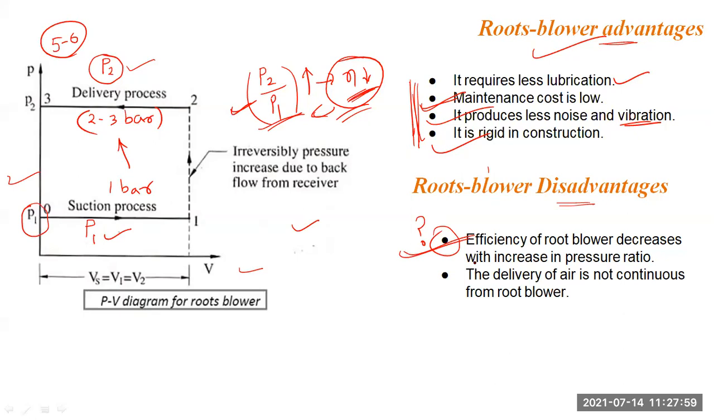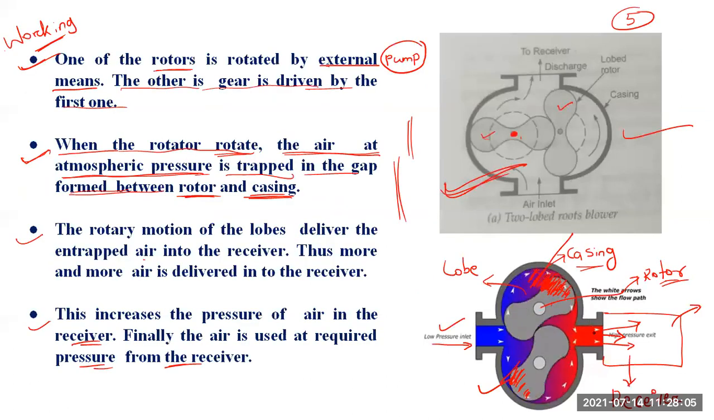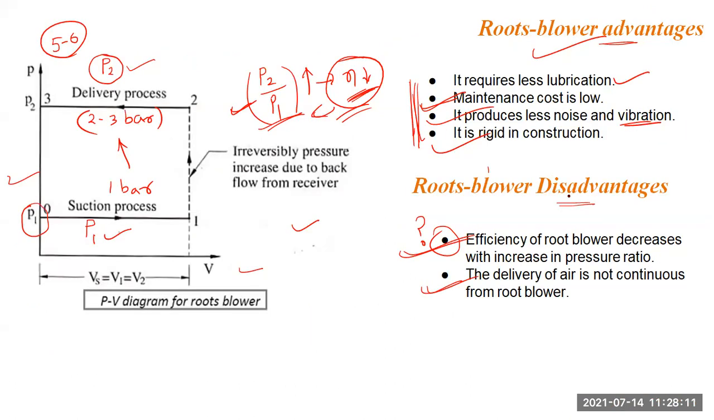Second point, delivery of air is not continuous from the root blower. So continuously the root blower cannot provide air at the output. So these are some of the advantages and disadvantages of the root blower. Okay, very simple it is.